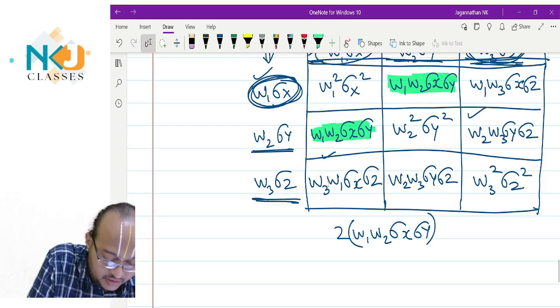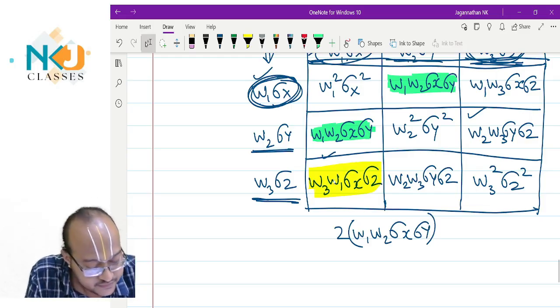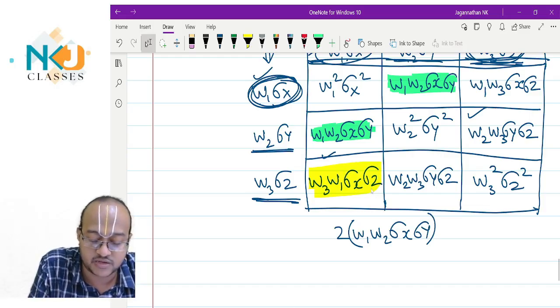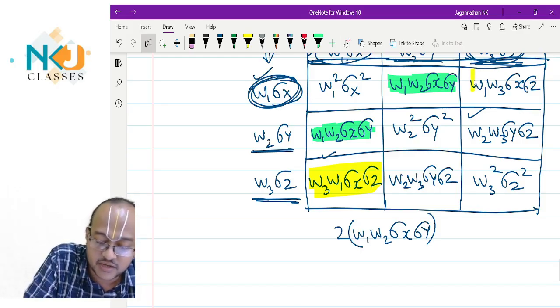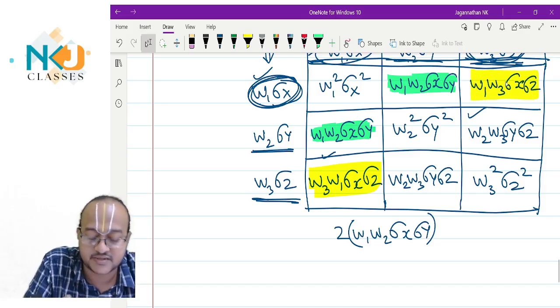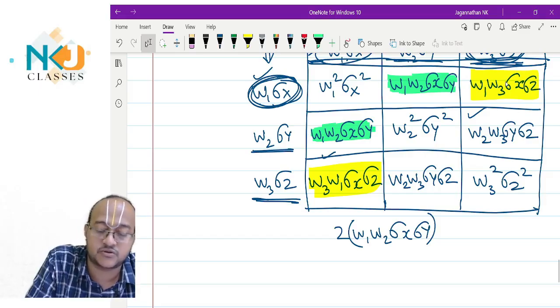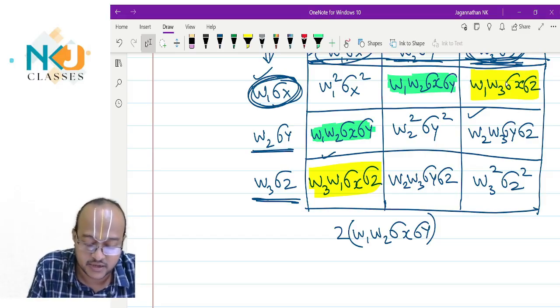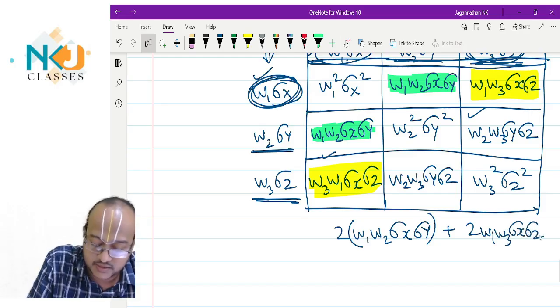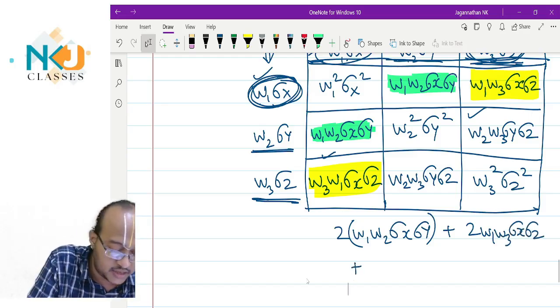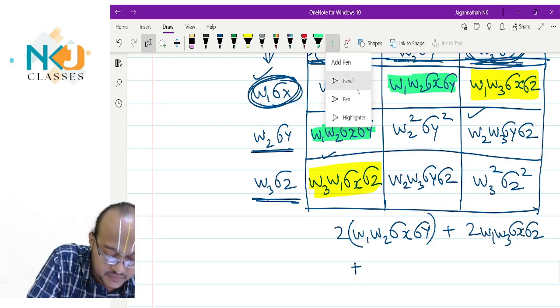Same way. Here there is W3, W1. Can you see? W1, W3 into sigma x into sigma z. Understood? Same way. Where we have the same thing here. Can you see? Matrix then. W1, W3, sigma x into sigma z. Correct? Up we have one more data. Plus 2 into W1, W3, sigma x into sigma z. Okay? Understood? Clear? Shall I proceed?